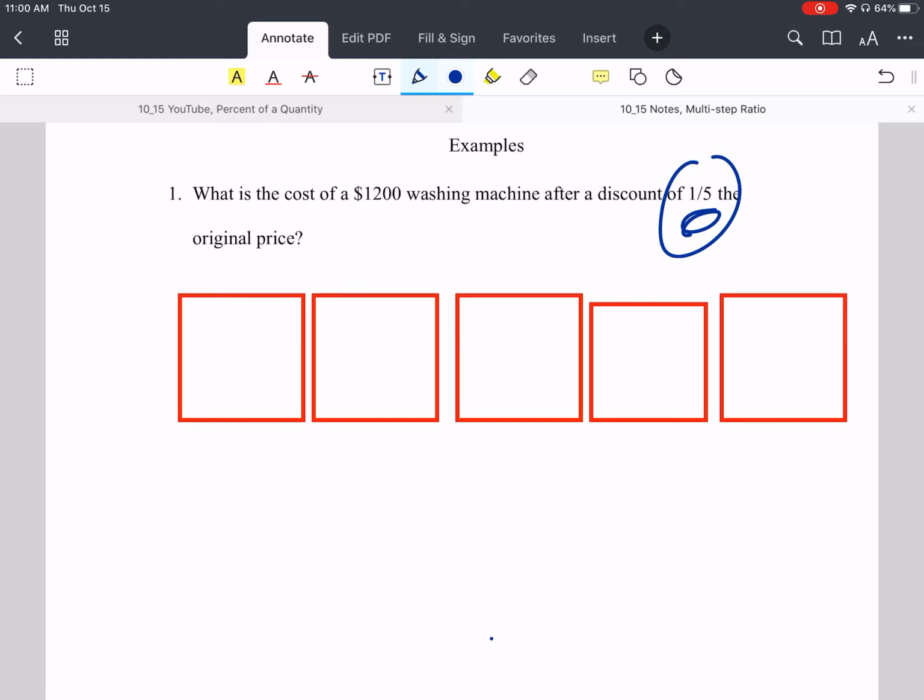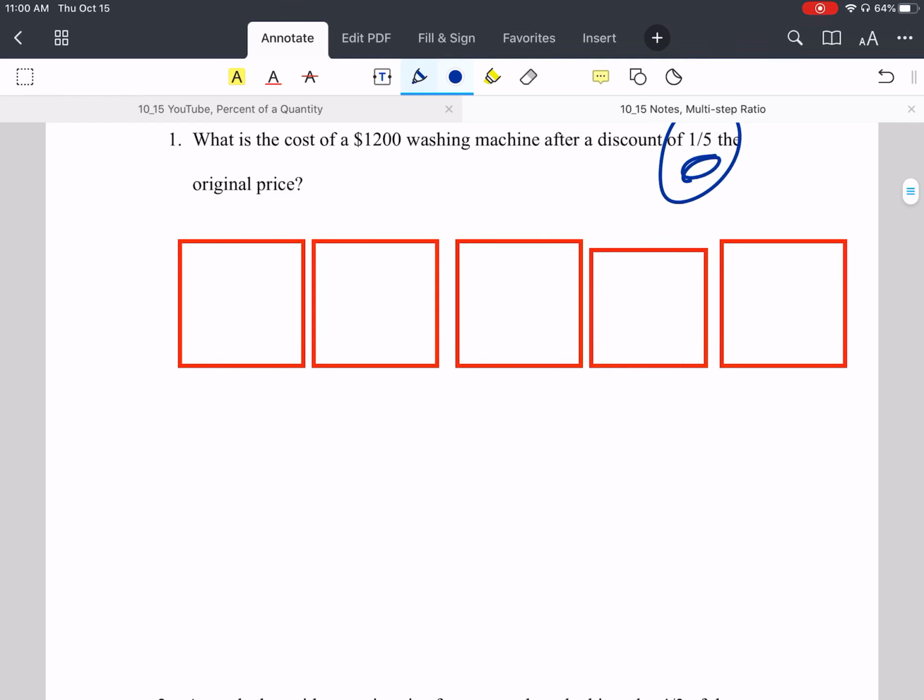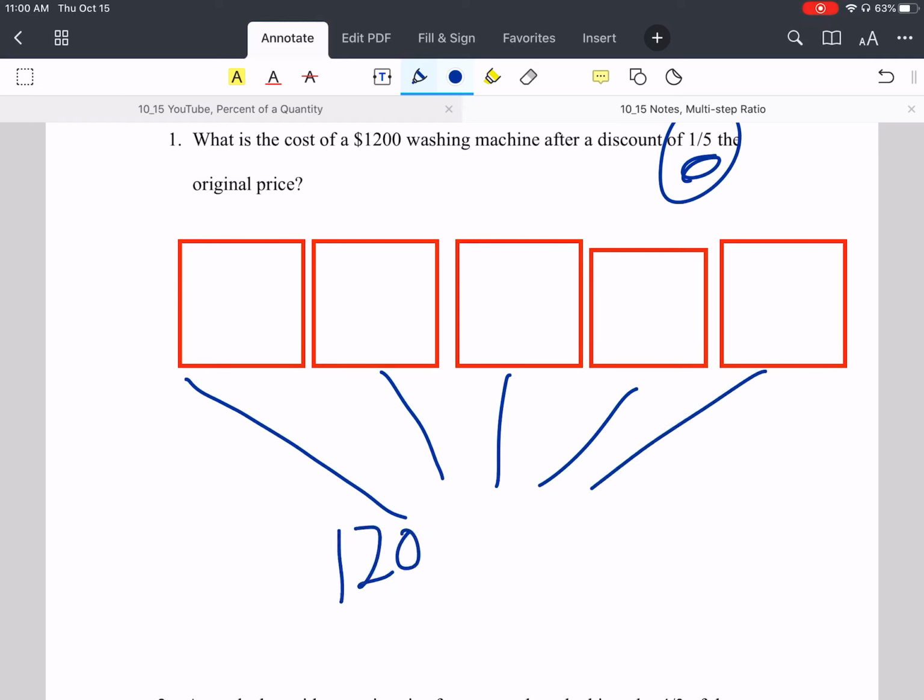So this represents the original price, which means that these 5 boxes represent $1,200. And if we divide the $1,200 amongst the 5 boxes, that gives us a total of $240 per box. So each box represents $240.